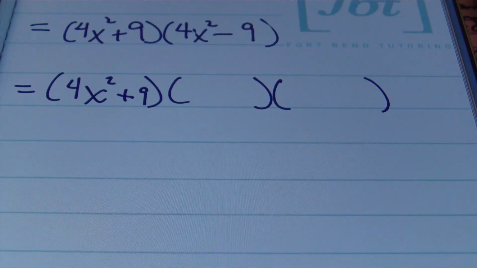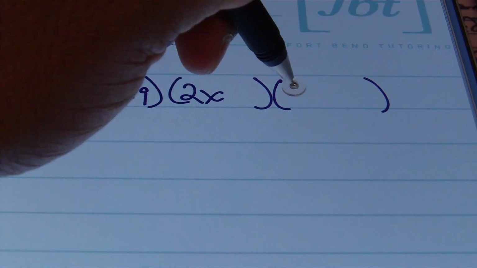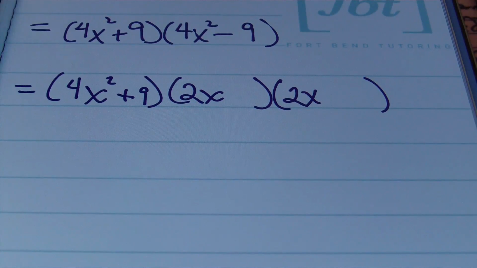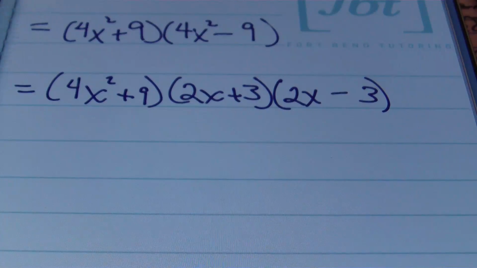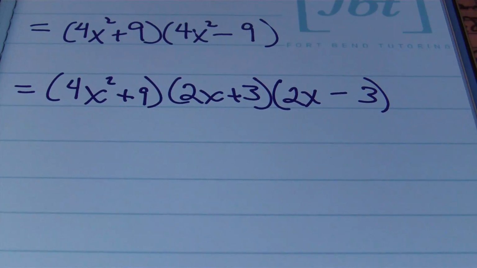That second binomial, 4x squared minus 9, is a difference of squares, so you need to factor that. The square root of 4x squared is 2x, and the square root of 9 is 3. I'm going to put a plus and a minus. And this would be your answer in a normal, regular algebra course.